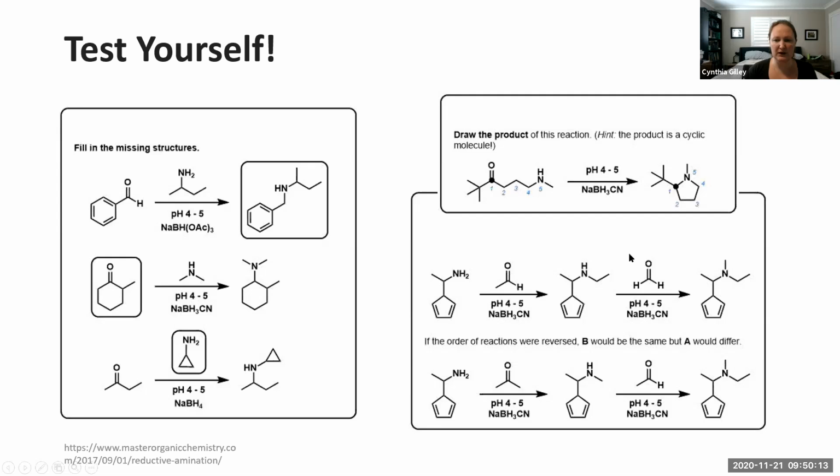So this structure up here should appear down here. So if we're introducing the methyl group, we need to use formaldehyde or methanol first, right? And we would end up with, instead of an N-ethyl group, an N-methyl group, and then the N-ethyl group gets added second.